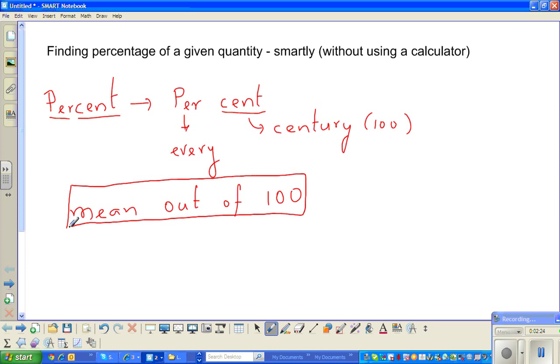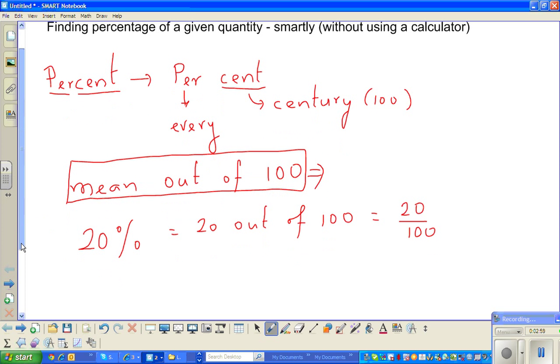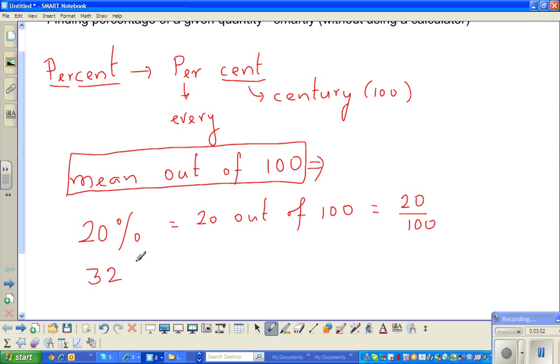If you understand this simple fact about percent, you are doing quite well. So, what does this mean? It means out of 100. When someone says 20%, what they mean is 20 out of 100, which in math you write as 20 divided by 100. Now let me give you one more example. If someone says 32%, it means 32 out of 100, which is written as 32 over 100.